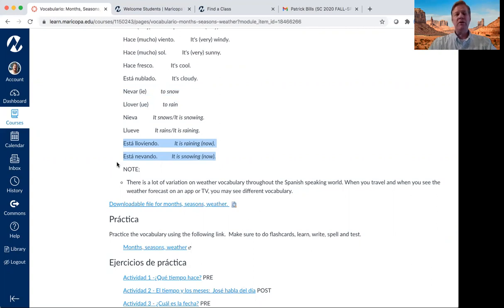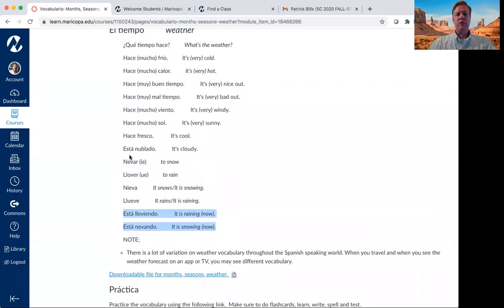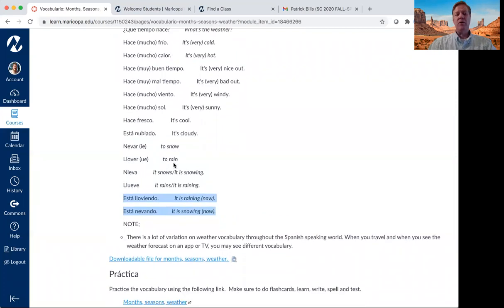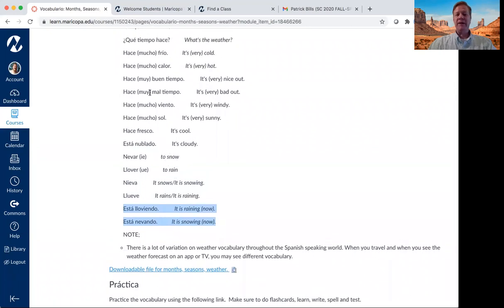Bien, está nevando. When talking about weather in general, for instance, weather in Phoenix during the summer, we would say hace mucho sol, hace mucho calor. Bien. Talking about winter in Chicago, we would say, for instance, hace muy mal tiempo, hace viento, hace frío, nieva.